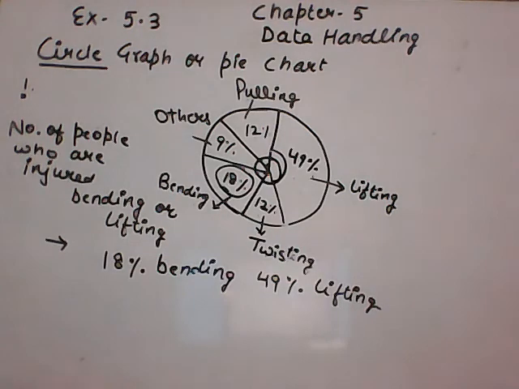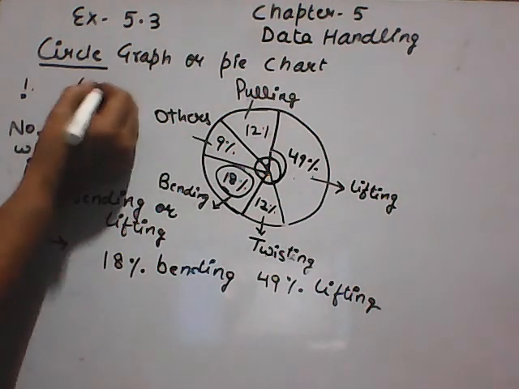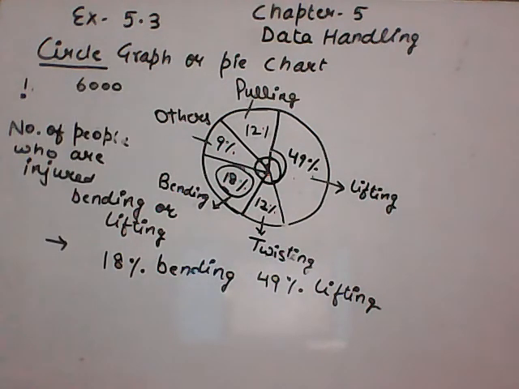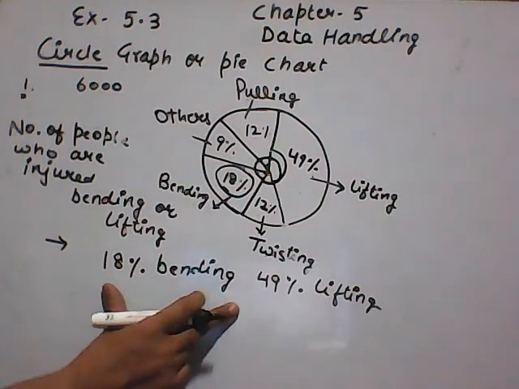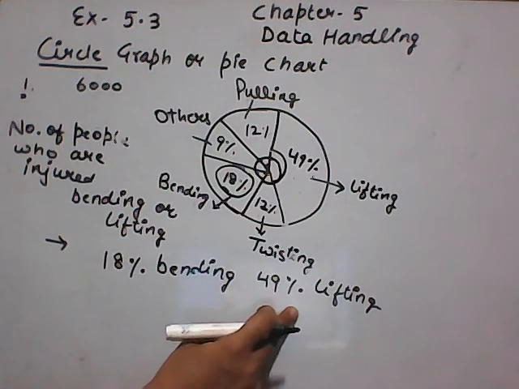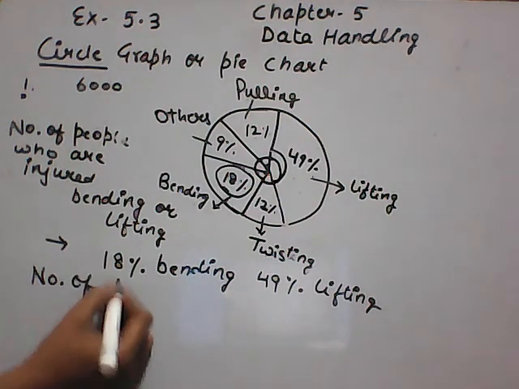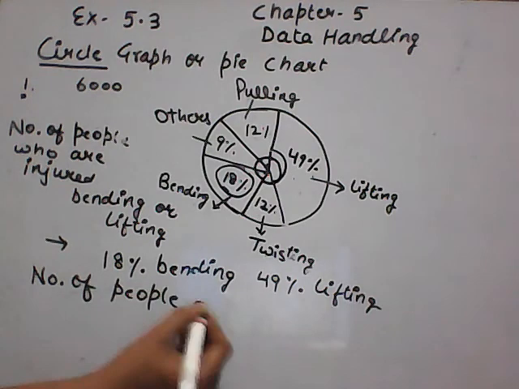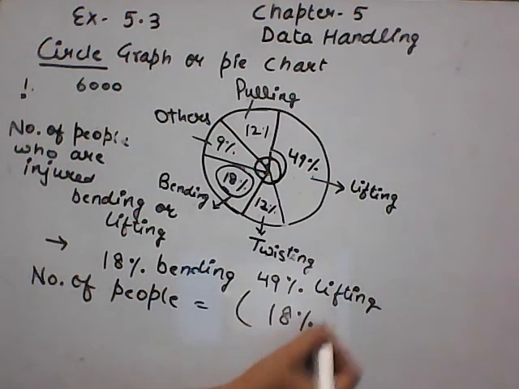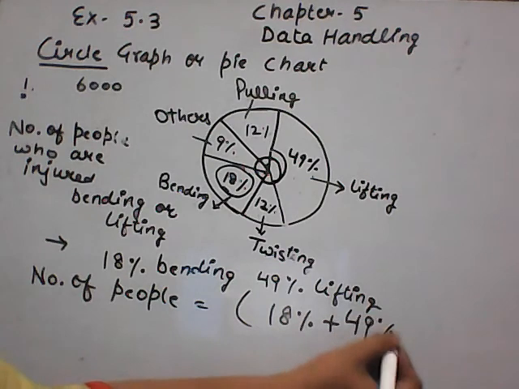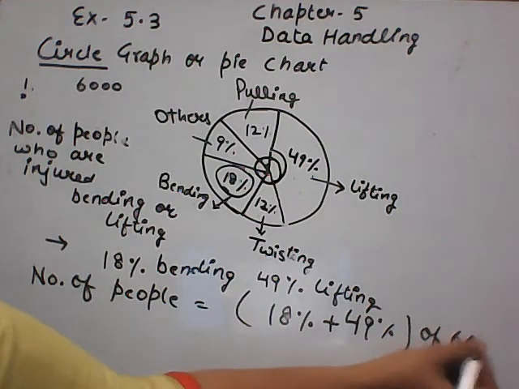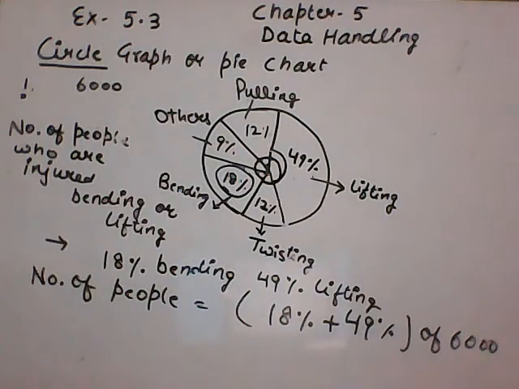A total of 6,000 people were surveyed. How many people were surveyed? 6,000 people. That means out of 6,000 people, you have to find out the number of people who are injured while bending or lifting. That means 18% bending plus 49% lifting of 6,000. In this way, you can find out the required number of people. The required number of people can be found by 18% of bending plus 49% of lifting, of 6,000. Now you can solve it.